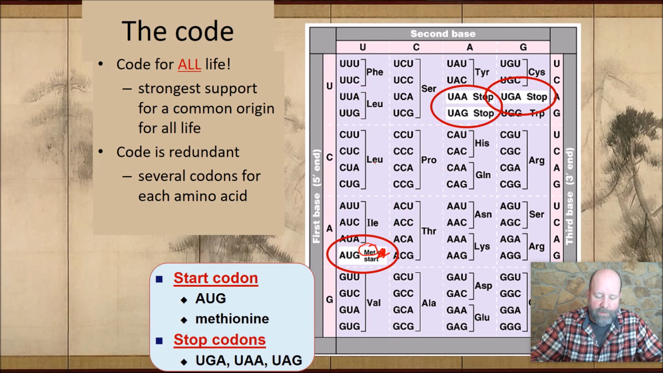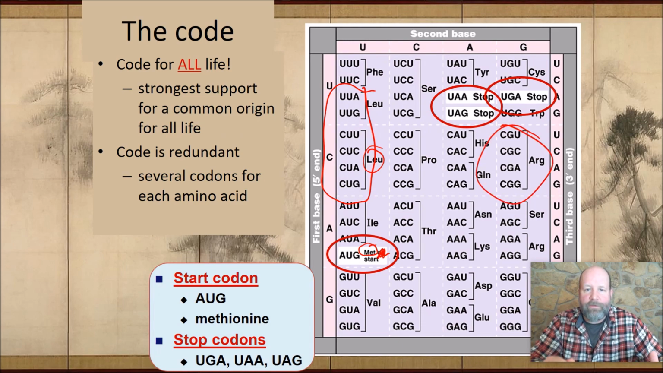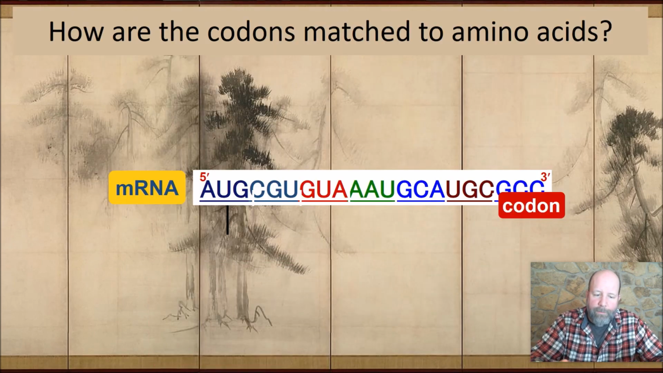So there's redundancy. You can see leucine is 6 different codons, all code for leucine. Arginine has 4 different ones. So there's redundancy in there. The codons are matched to the amino acids by the help of another molecule called tRNA. And it uses base pair rules to determine which amino acid is next.